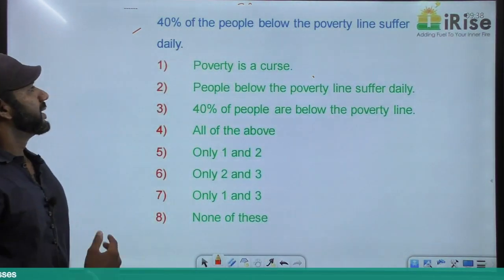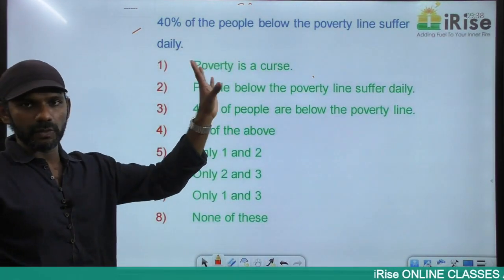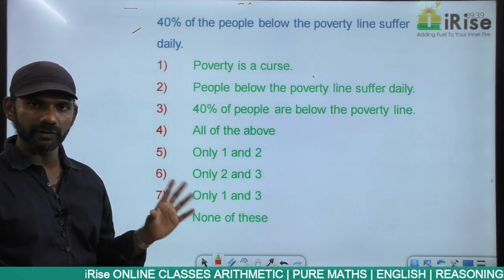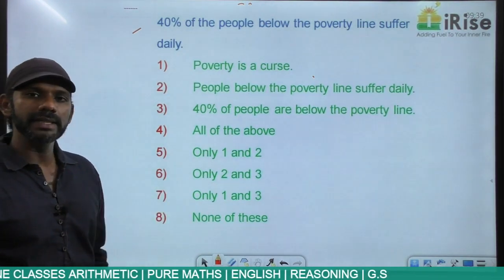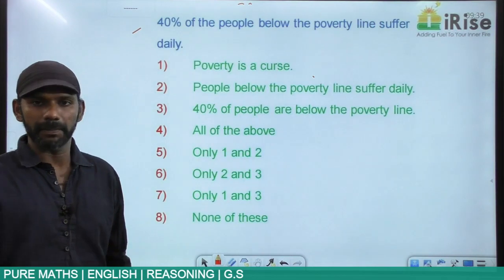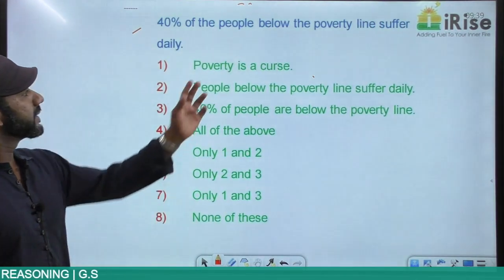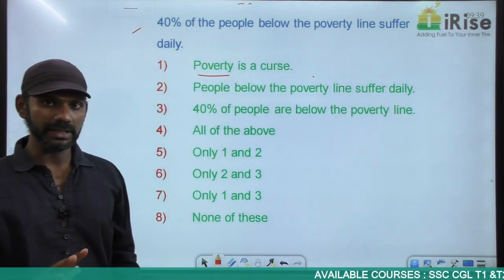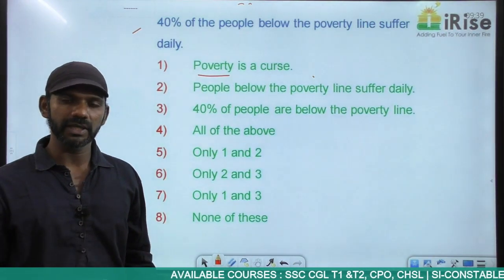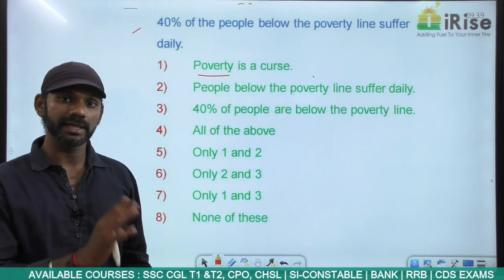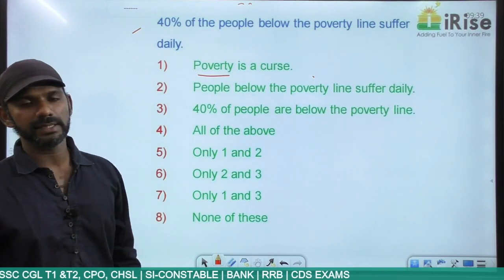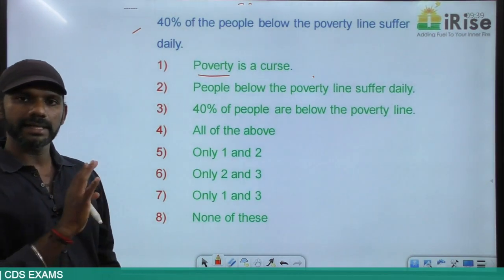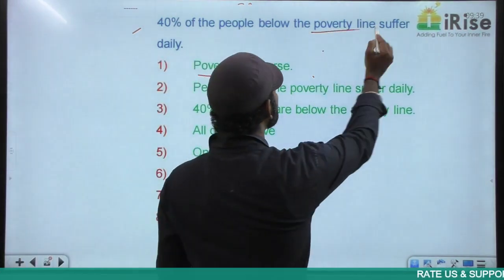Now, as I said, based only on this sentence, which option? I'll read the sentence once again. 40% of the people below the poverty line suffer daily. Come to option 1. Poverty is a curse. Curse means like sharper. Now my question is, does the sentence given as a question talk about poverty? I repeat, we can understand whether an option is general or specific only when we compare the option with the sentence that talks about it. Poverty is a curse. The sentence given as a question doesn't talk about poverty. It talks about poverty line.